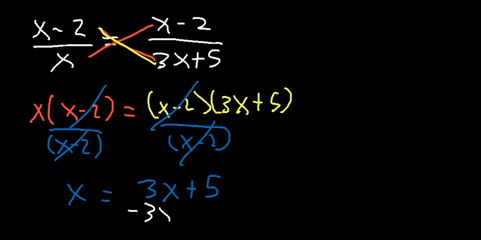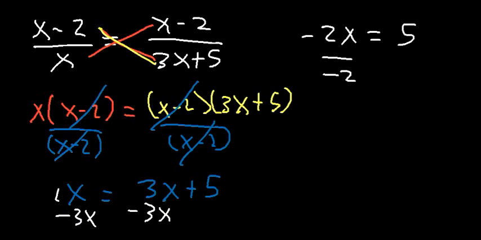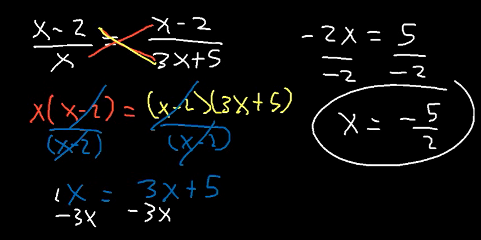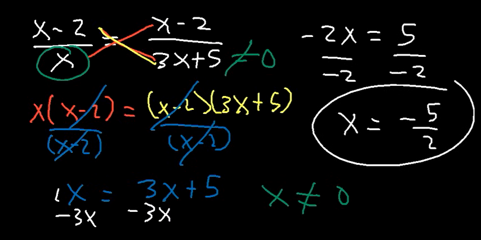So let's subtract 3x from both sides. So then on the left we get negative 2x is equal to 5. And then let's divide both sides by negative 2. And so here's our answer. x is equal to negative 5 over 2. And let's see what x can't be in the original expression. X cannot equal 0. And if we set 3x plus 5 to 0, when you solve it, you get negative 5 over 3. So x can't be that answer. But it can be negative 5 over 2.